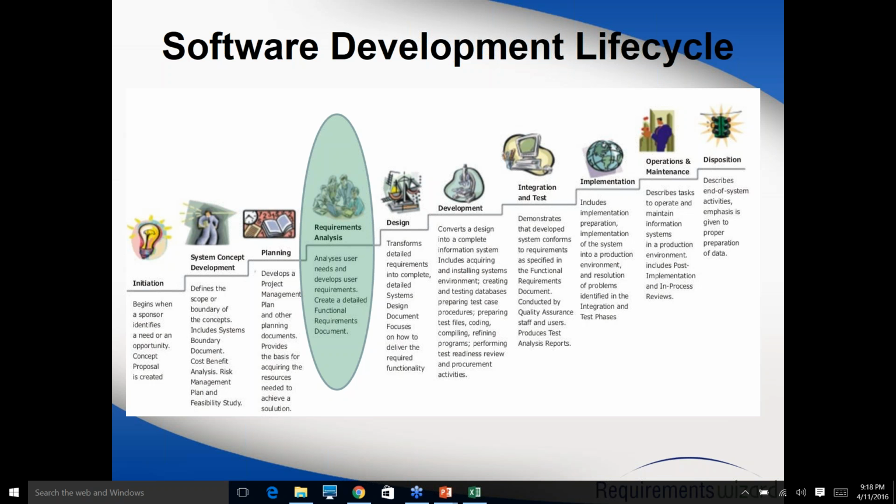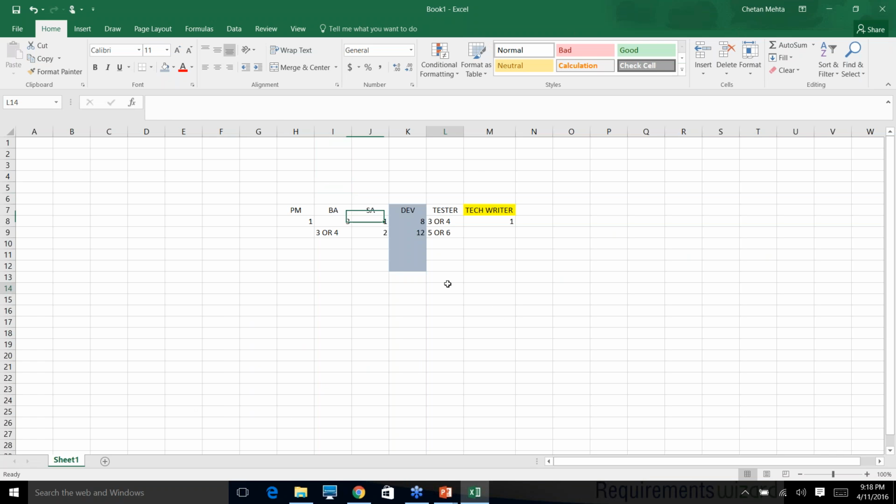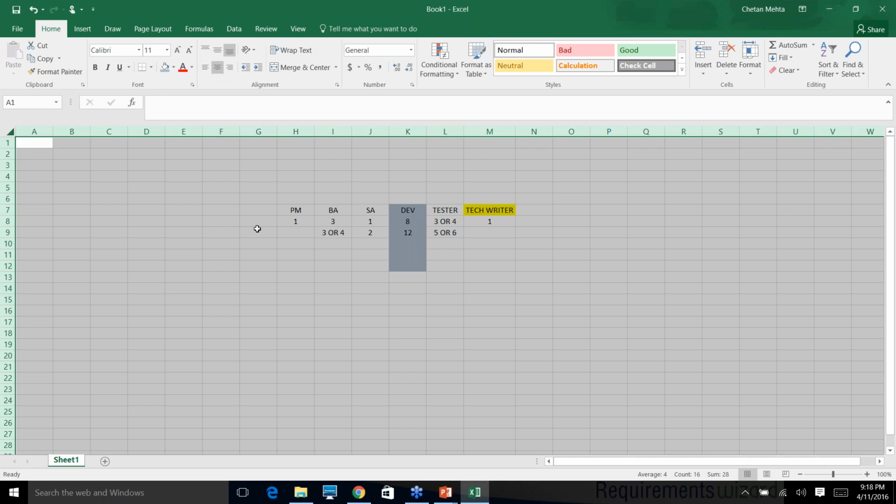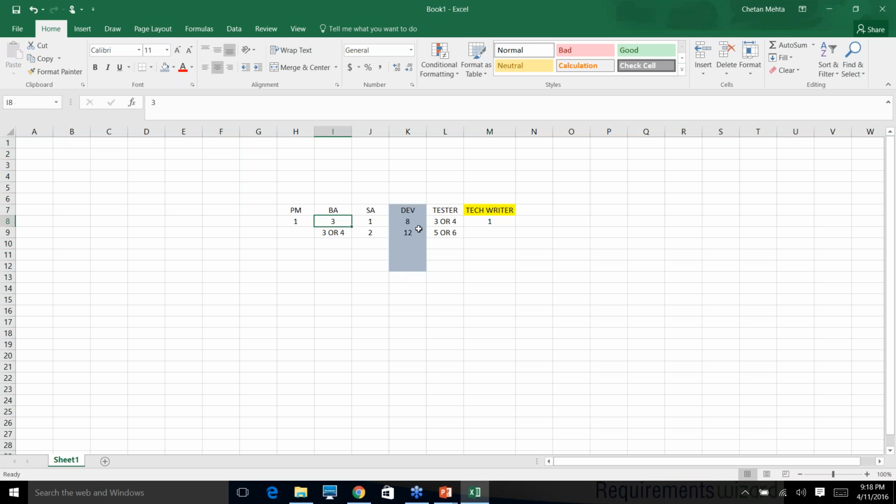So for example, we deploy the system and now people are using it. Imagine we had a team of 15 people. Let me open that sheet here. Let's suppose we had 1 PM, 2 BAs, 1 solution architect, 8 developers, 3 testers and 1 technical writer.